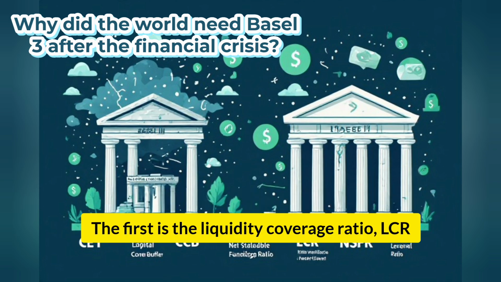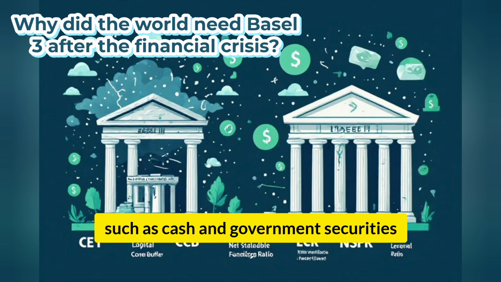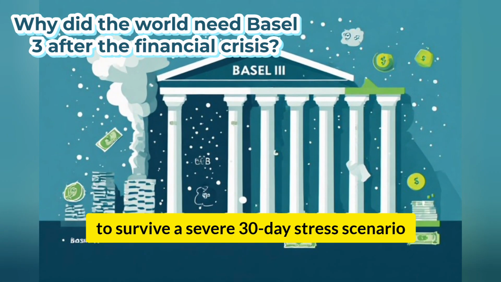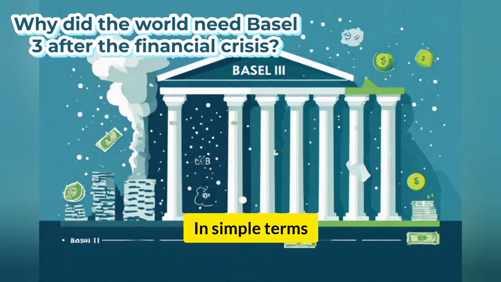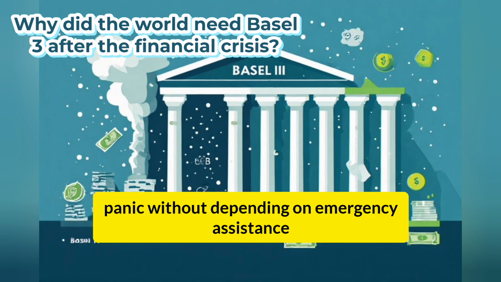The first is the Liquidity Coverage Ratio (LCR). Banks must hold enough high quality liquid assets such as cash and government securities to survive a severe 30-day stress scenario. In simple terms, LCR ensures that banks can handle short term panic without depending on emergency assistance.